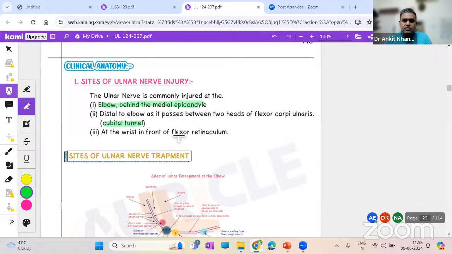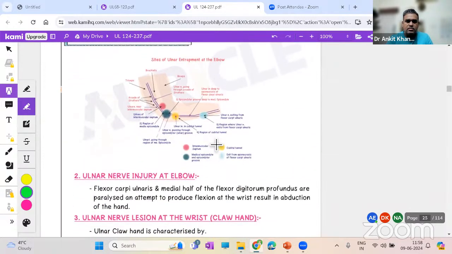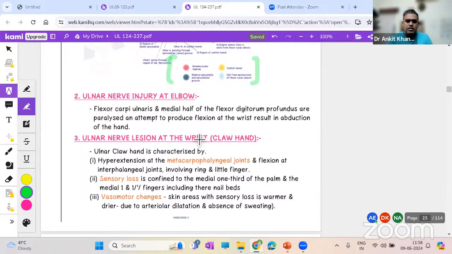And at rest, in front of the flexor retinaculum, there can be external injury over here. So the median nerve over here is passing deep to the retinaculum. The ulnar nerve is passing superficial to the retinaculum. Okay, so these are the sites of entrapment which are shown. You can take a screenshot of this, and there are 3-4 areas where this nerve can be injured.